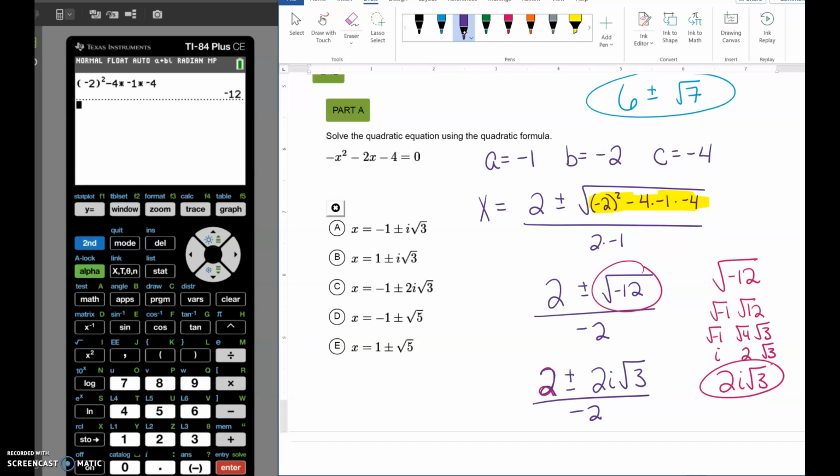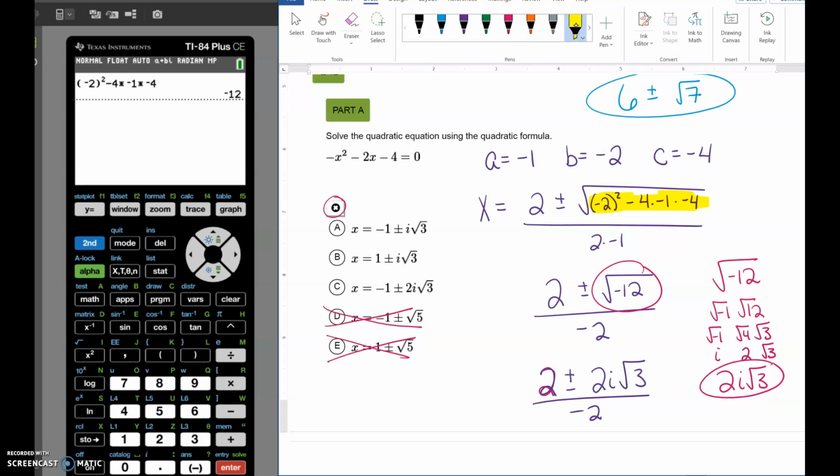Now again, you'll see some of these answers don't look like this. If I were you, I would use this tool right here. You know there has to be an i, so it can't be D and it can't be E. It has to be A, B, or C. That'll at least help you to narrow it down.